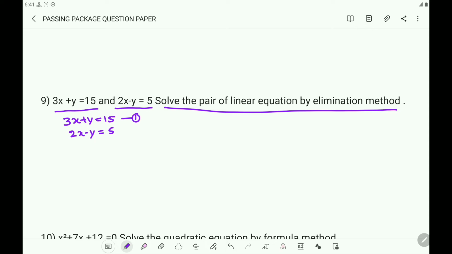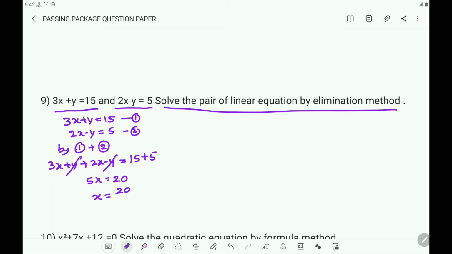So you consider this is the first, this is the second. So you take first plus second. First one is 3x plus y plus 2x minus y, LHS plus LHS, equals RHS plus RHS, 15 plus 5. Then this y and minus y becomes cancelled. 3x plus 2x is 5x. 5x equals 15 plus 5 equals 20. Then x equals 20 by 5. 5 fours are 20, so x equals 4.